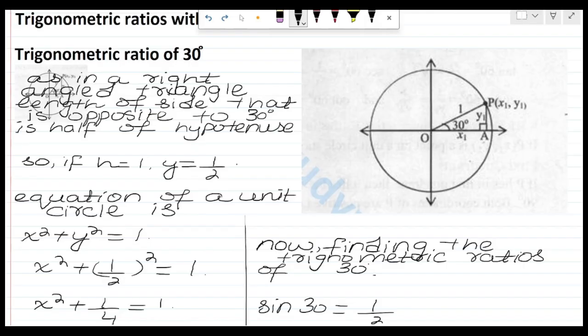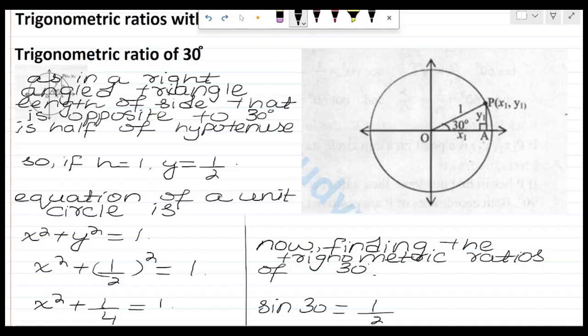And as in a right angle triangle, the length of the side that is opposite to 30 degree is half of the hypotenuse. What this basically means is that if the hypotenuse is 1, then the value of the perpendicular will be half of that. That means 1 by 2. So as we know, the equation of a unit circle is x square plus y square is equal to 1. So the value of y is 1 by 2. x square plus (1 by 2) whole square will be equal to 1. Now you will simplify this.